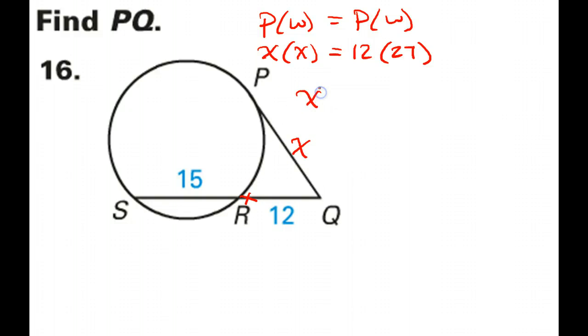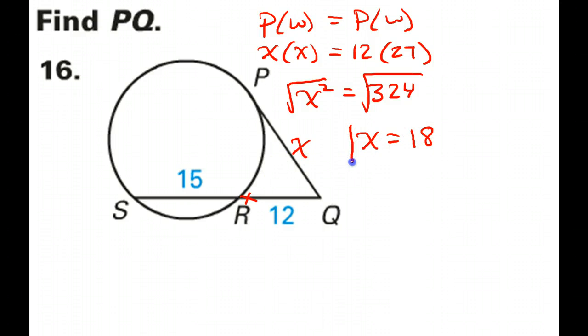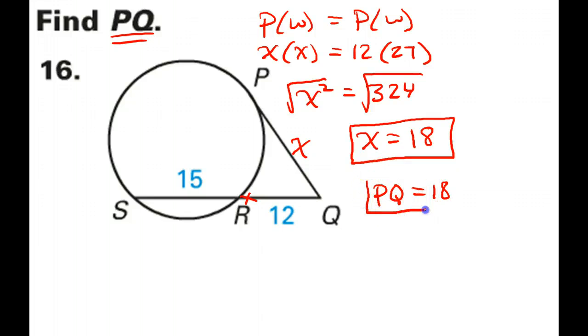Okay, so that gives me x squared equals 324. When I take the square root of both sides, that gives me 18. All right, so x is equal to 18, and x was PQ, which is what we're trying to find. So, you know, PQ is equal to 18.